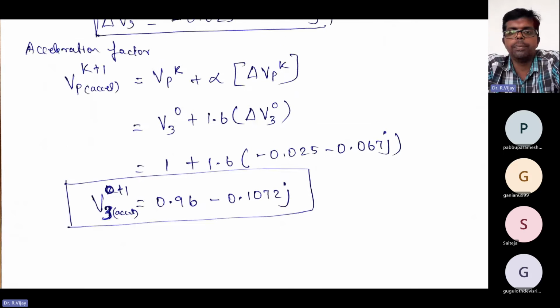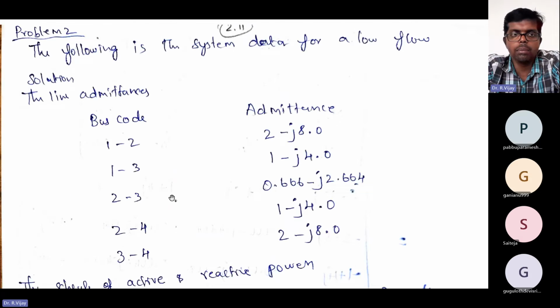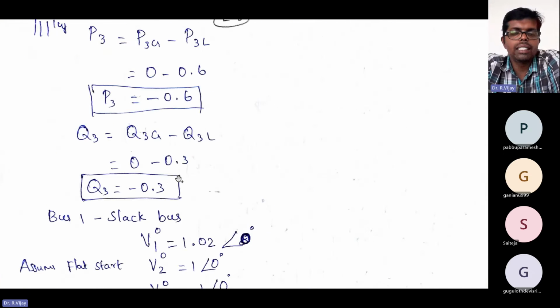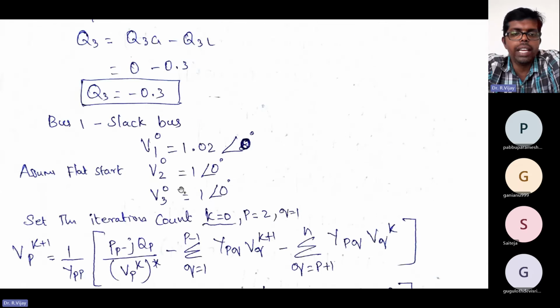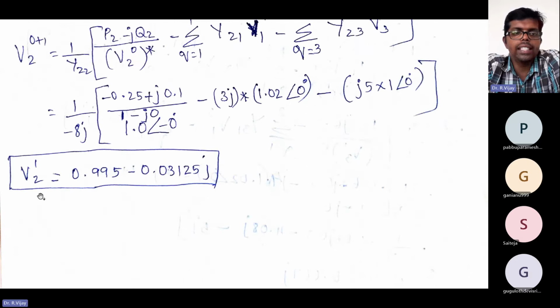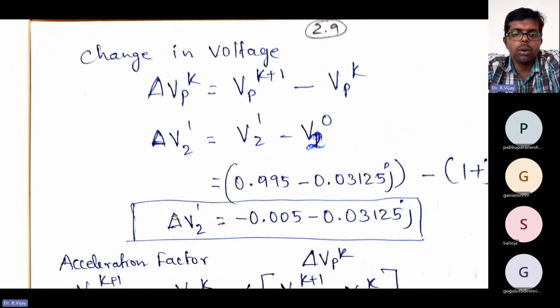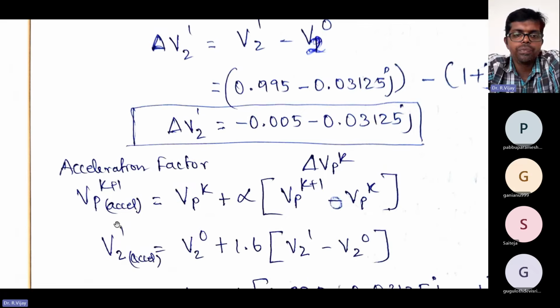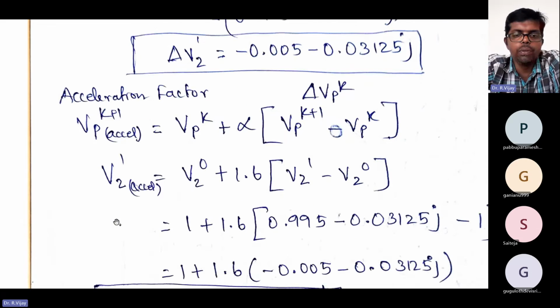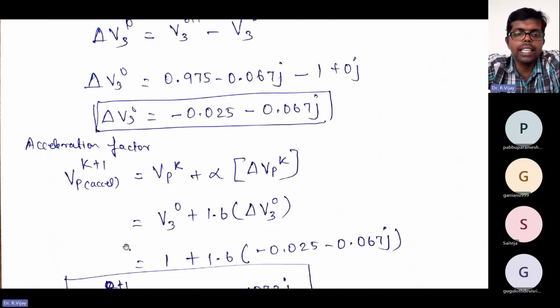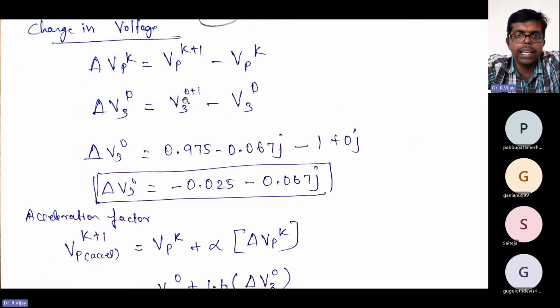Okay, so the formulation is very, very simple. Here you see what they have asked. We have calculated the voltage at a particular bus, that is the second bus. The change in the voltage, that is the new, accelerated value at that particular bus, that is the second bus. And similarly here also, the voltage, that is V3.